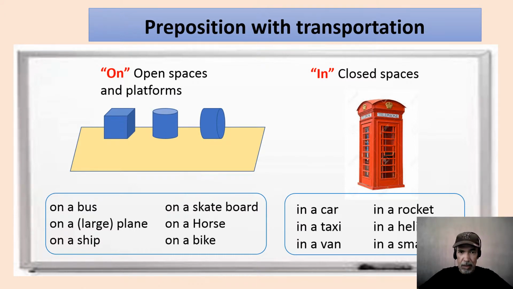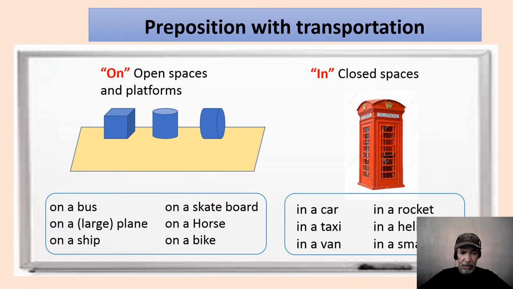Okay everyone, we talk about prepositions with transportation. We have the two words, on and in. When must I use the word on? When you are making reference to open spaces and platforms. When must I use the word in? When you are making reference to closed spaces.